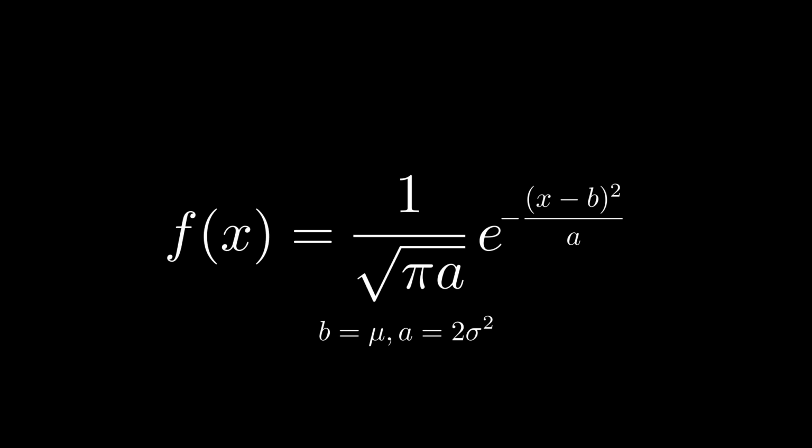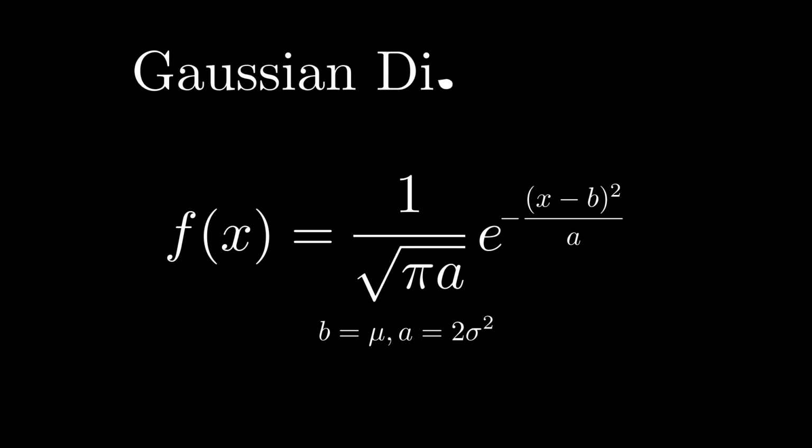The equation we get when we substitute mu and sigma for a and b is one of the most important equations in all of statistics. The equation for the Gaussian distribution. Gaussian distributions are so common in probability and statistics that they're also called normal distributions because it's incredibly normal for them to appear.